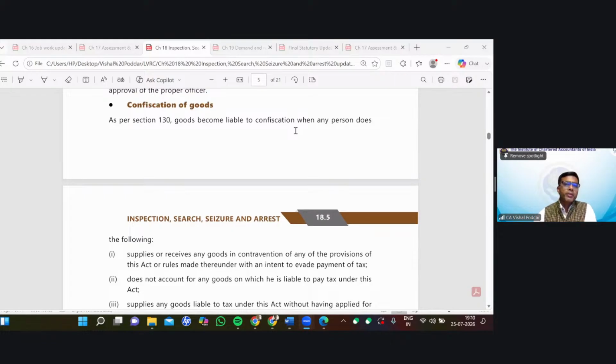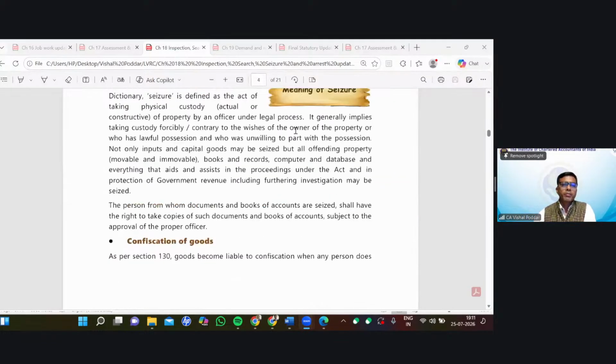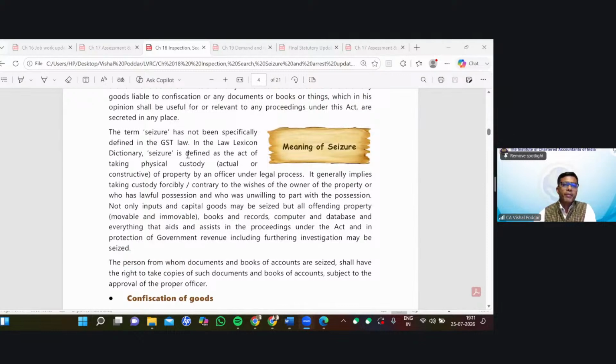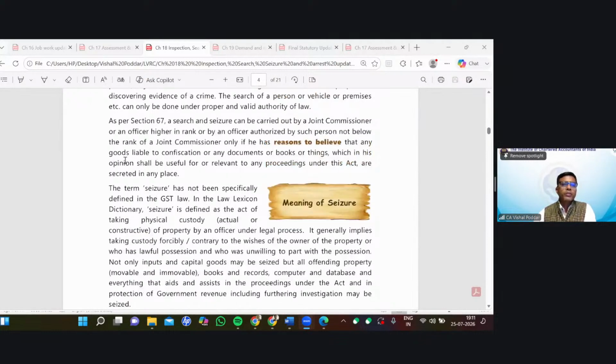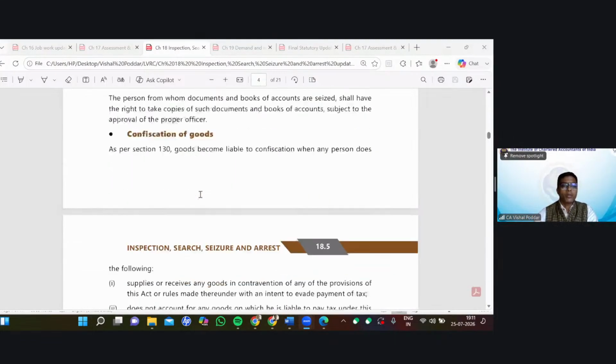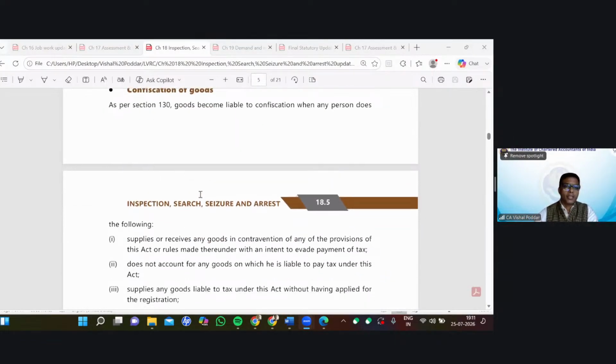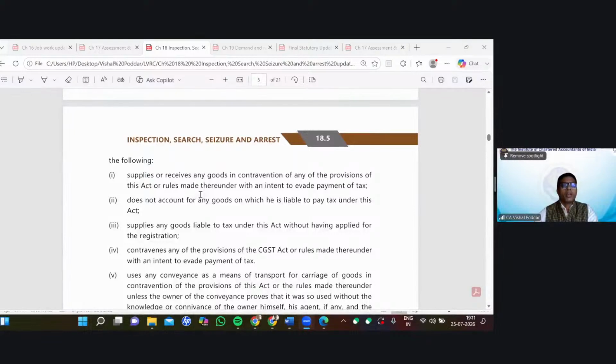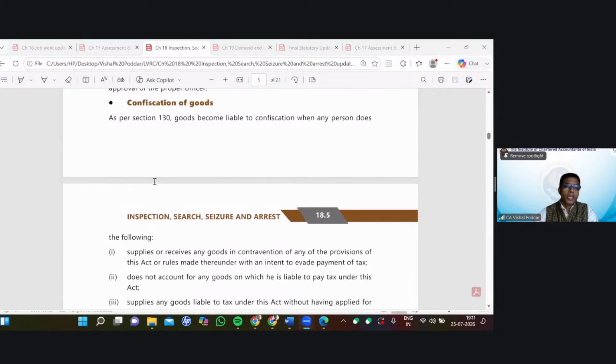Now, when will it be said that the goods are liable for confiscation? Because see, the act of search and seizure can happen where there is a reasonable belief that the goods which are liable for confiscation have been secreted, have been hidden at some place. So the obvious question comes, when will we say that somebody has tried to hide the goods, that is, the goods are being secreted, and most importantly, which goods are secreted? The goods which are liable for confiscation. Now, in this regard, section 130 provides the details. What does 130 say? When will it be said that your goods are liable for confiscation?